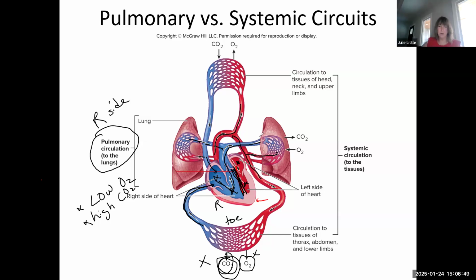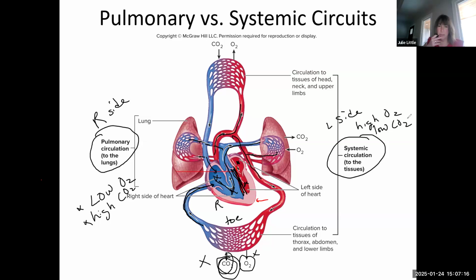The left side of the heart has to do with systemic circulation, meaning it's going to send blood to all your body systems, all your body tissues. So in systemic circulation, this is dealing with the left side of the heart, and we're also dealing with high oxygen because we got it from the lungs, and low carbon dioxide blood because we got rid of it with our lungs when we exhaled.